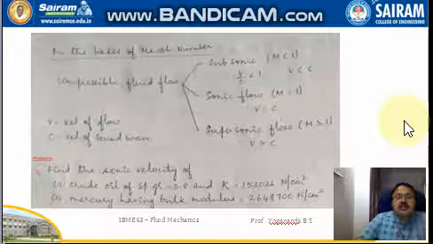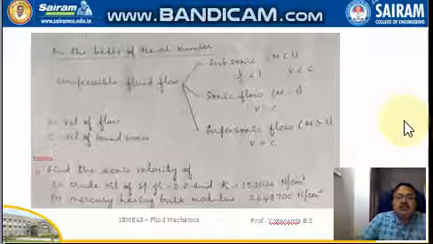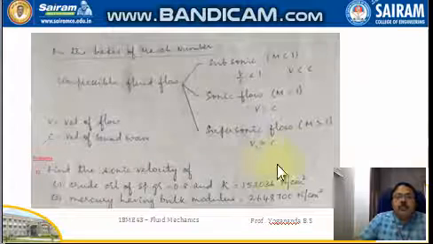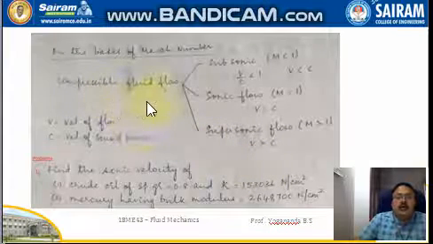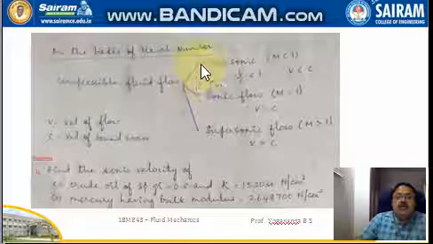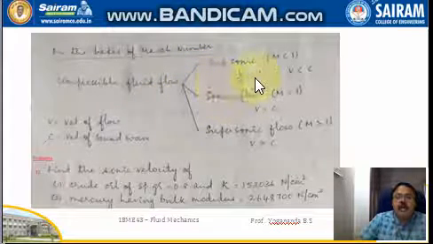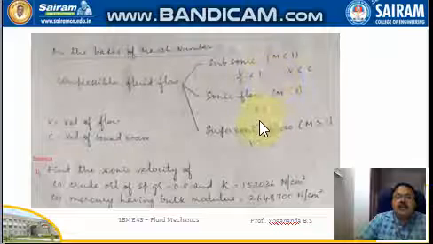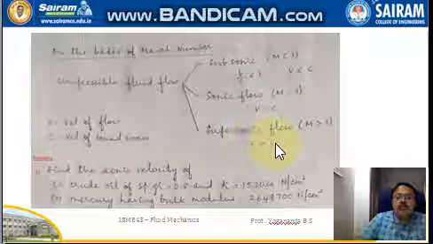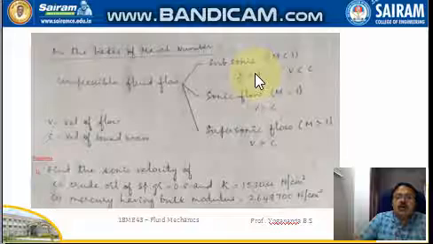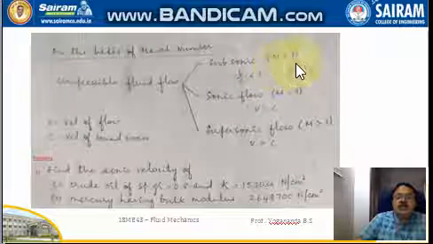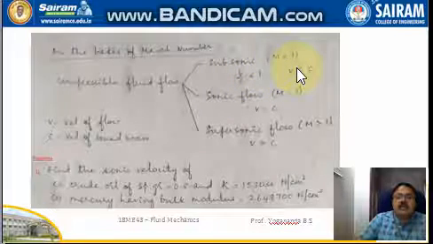Good evening, friends. Now we are discussing problems on Mach number in compressible fluid flow. On the basis of the Mach number, the compressible fluid flow will be classified as subsonic, sonic flow, and supersonic flow. Subsonic flow is the case when Mach number is less than 1.